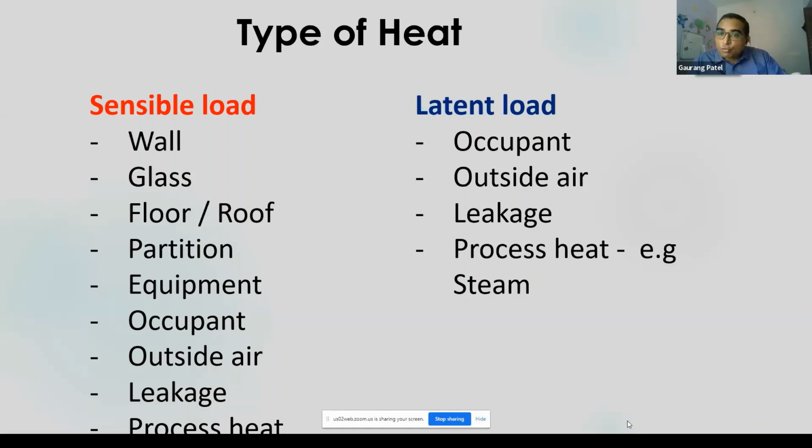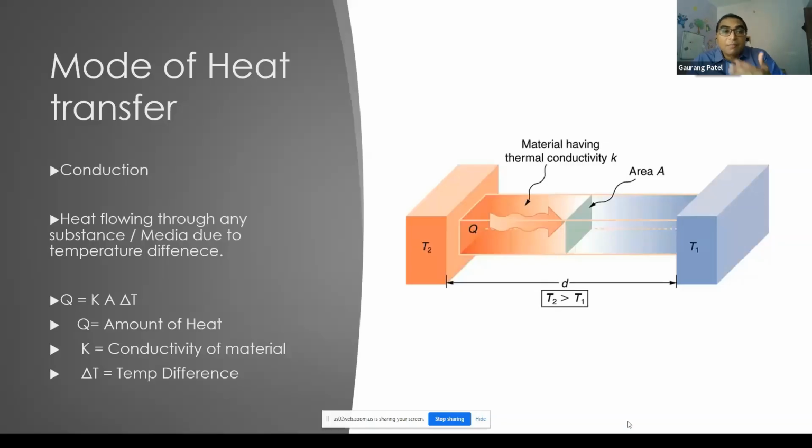So they are occupants, outside air, leakage air, meaning air coming in through leakage, and the process heat, for example steam, as I said. These all add to the latent load. Now, while doing the calculations, we calculate in two forms. One for the sensible load, and secondly the latent load. Then we add the sum to get the total heat, and then do further calculations. Now we'll go one by one.